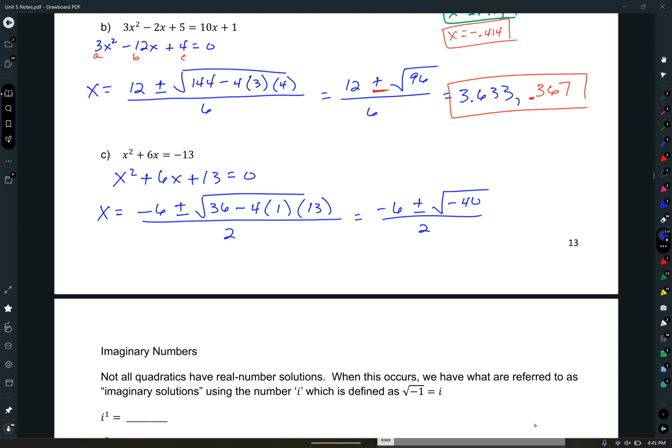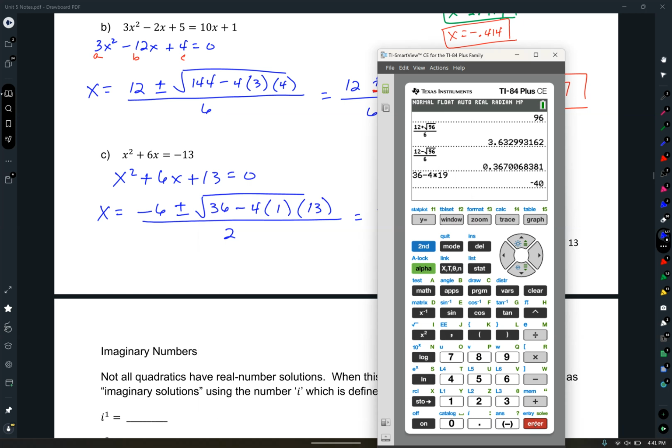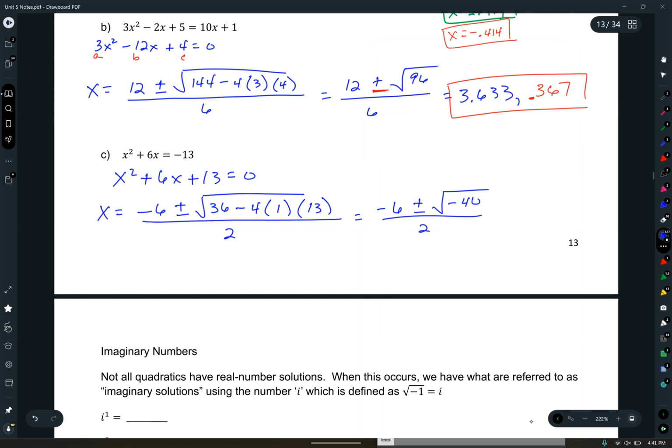Do you remember in the past we've said we don't do square roots of negatives? Let me just show you on the calculator what happens. If I say the square root of negative 40, I get an error. And notice what it says: in real mode, all calculators must result in a real number. So what that means is this is not a real number. So if you have a square root under a negative, that means it's not a real solution.